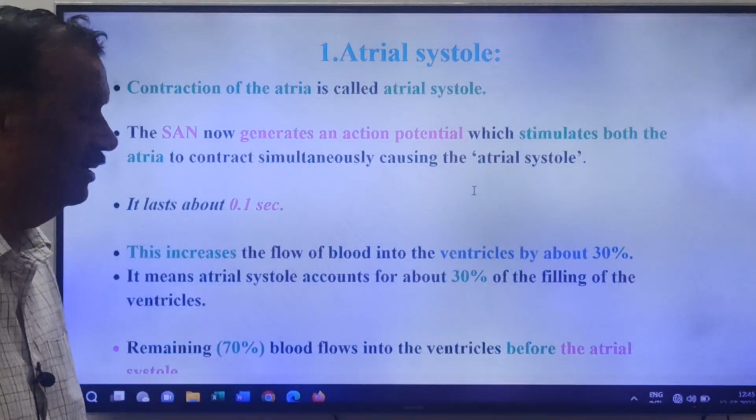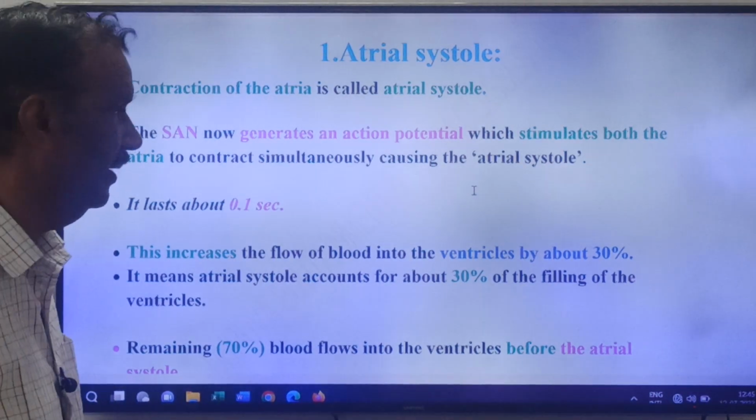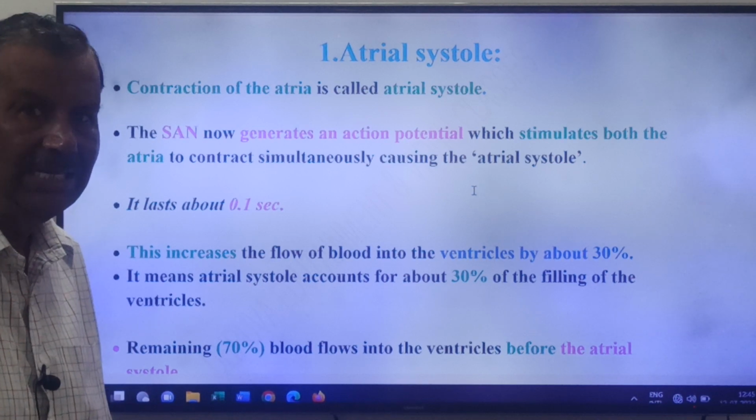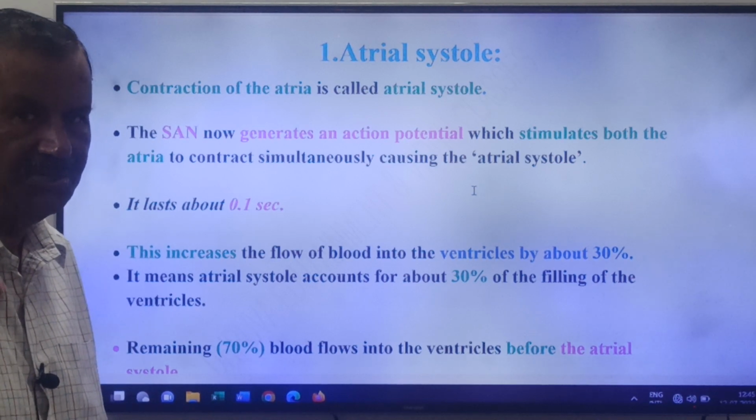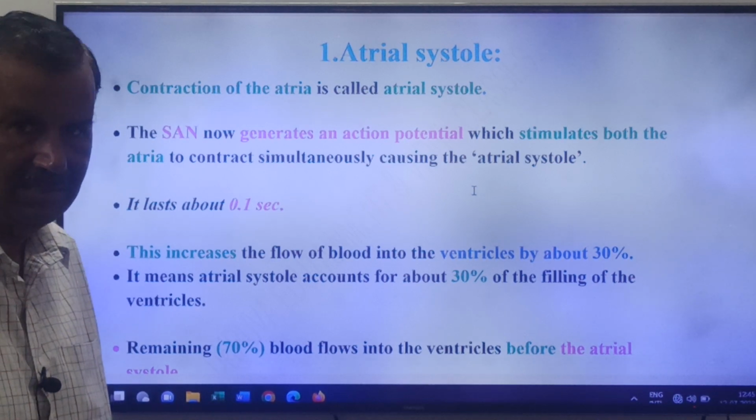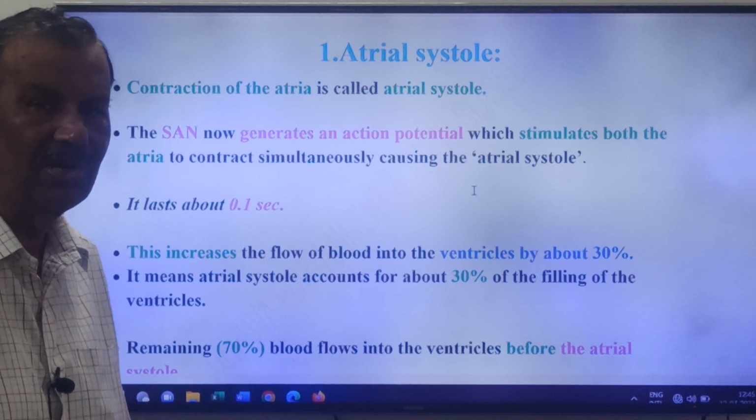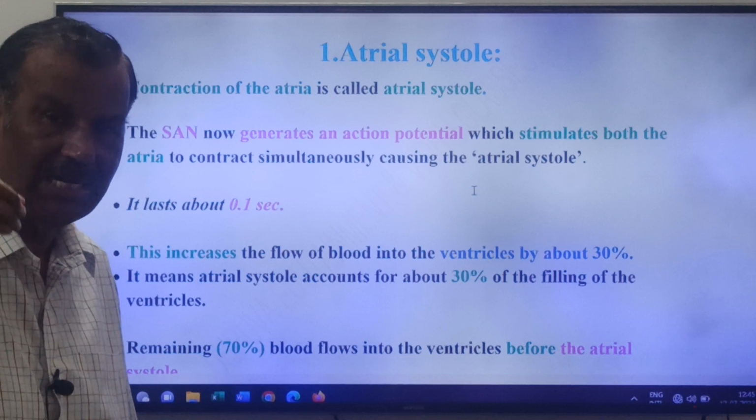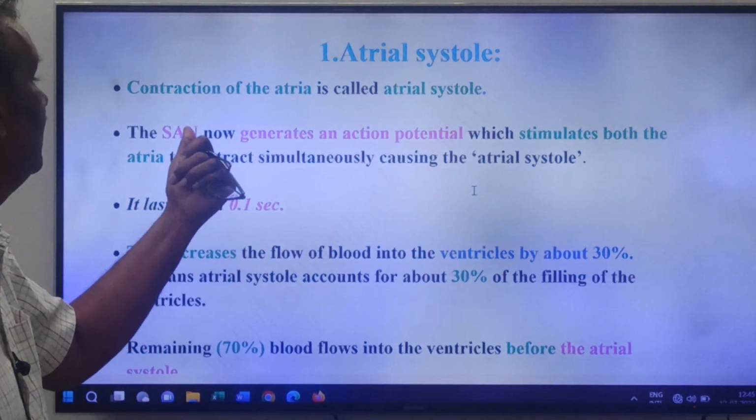The SAN now generates an action potential. See, friends, what is atrial systole? Contraction of the atria is called atrial systole. How does it start? The initiation of the contraction of the atria starts in the SAN, friends.